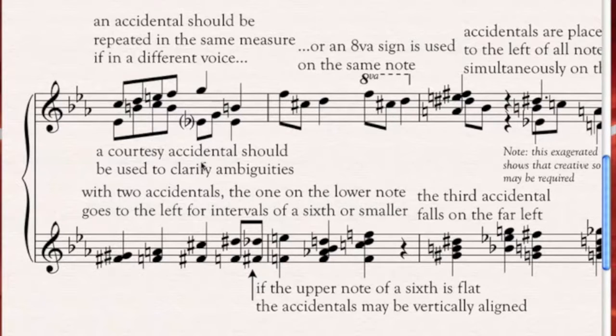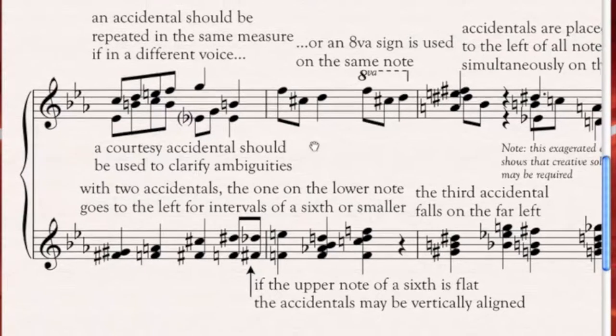And a courtesy accidental should be used to clarify ambiguities. So here in the lower voice you have an E flat courtesy accidental because just before that you had in the upper voice a natural on E. So that helped clarify the fact that E was different in different octaves, although technically you would not have to repeat this flat because it would be flat, but that's a courtesy. Okay?